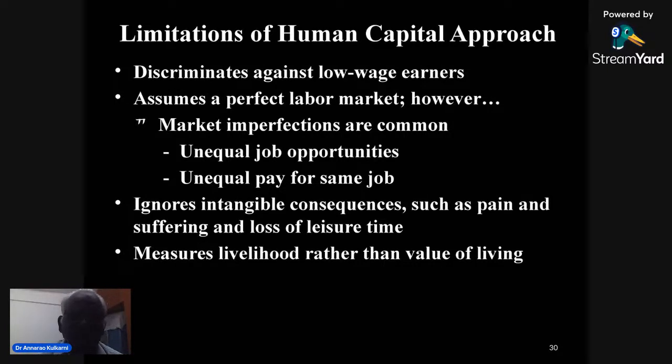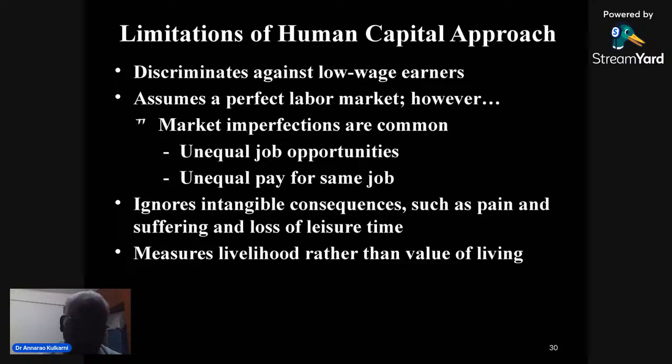The limitations of the human capital approach. Despite its widespread use, this is the most commonly used approach, but even in spite of that, the human capital approach for evaluating indirect benefits of interventions has many limitations. First, because it's based on wages, it discriminates against low wage earners such as the elderly, the very young, the disabled, and the women.